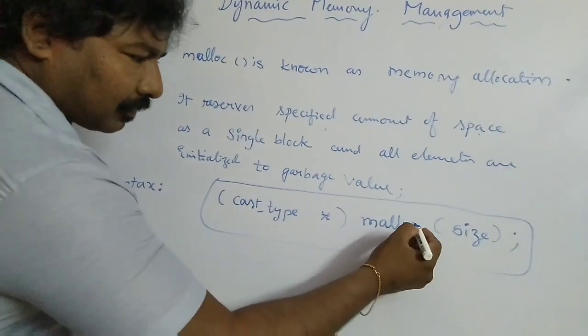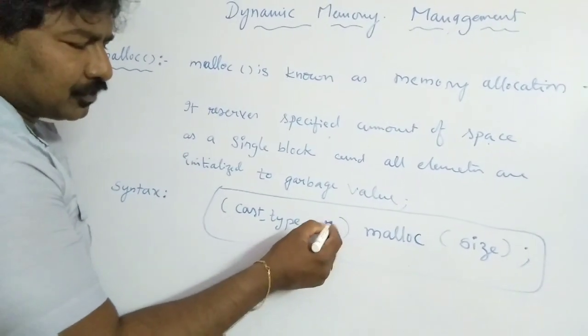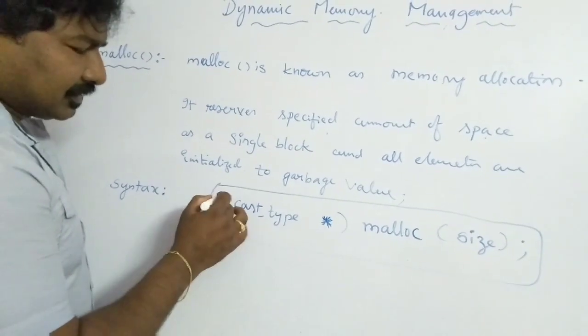Syntax rule. Okay, so what do you mean by this cast star? What is the use of this, or why do you need to write this?